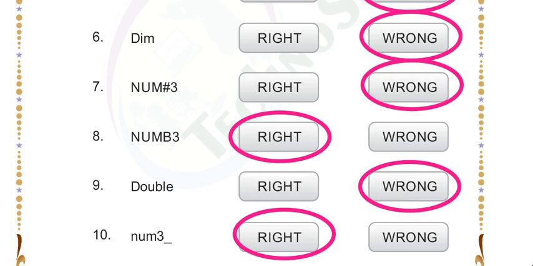Okay, so these are the answers. You should mark it in your workbook page number 12 and 13. If you don't have your workbook, write it in your rough note.